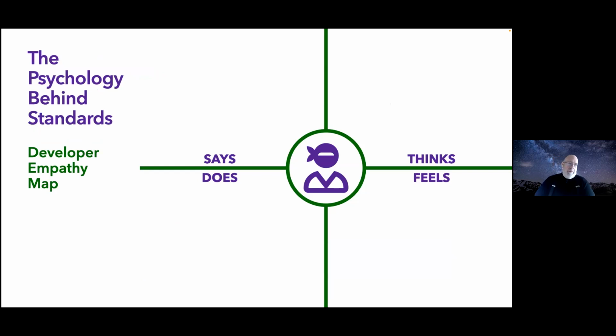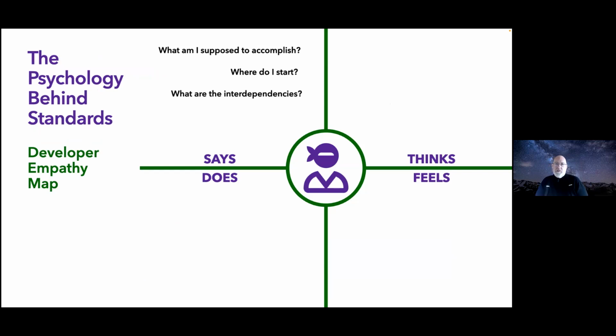So what is our empathy map for developers? Here we have our programming ninja, which is all of us. And so when handed a project, we have a legitimate set of questions we ask. What am I supposed to accomplish? Where do I start? What are the interdependencies? How soon is this needed? And how critical is this? Those are all legit questions, and regardless of standards, that's what we ask.